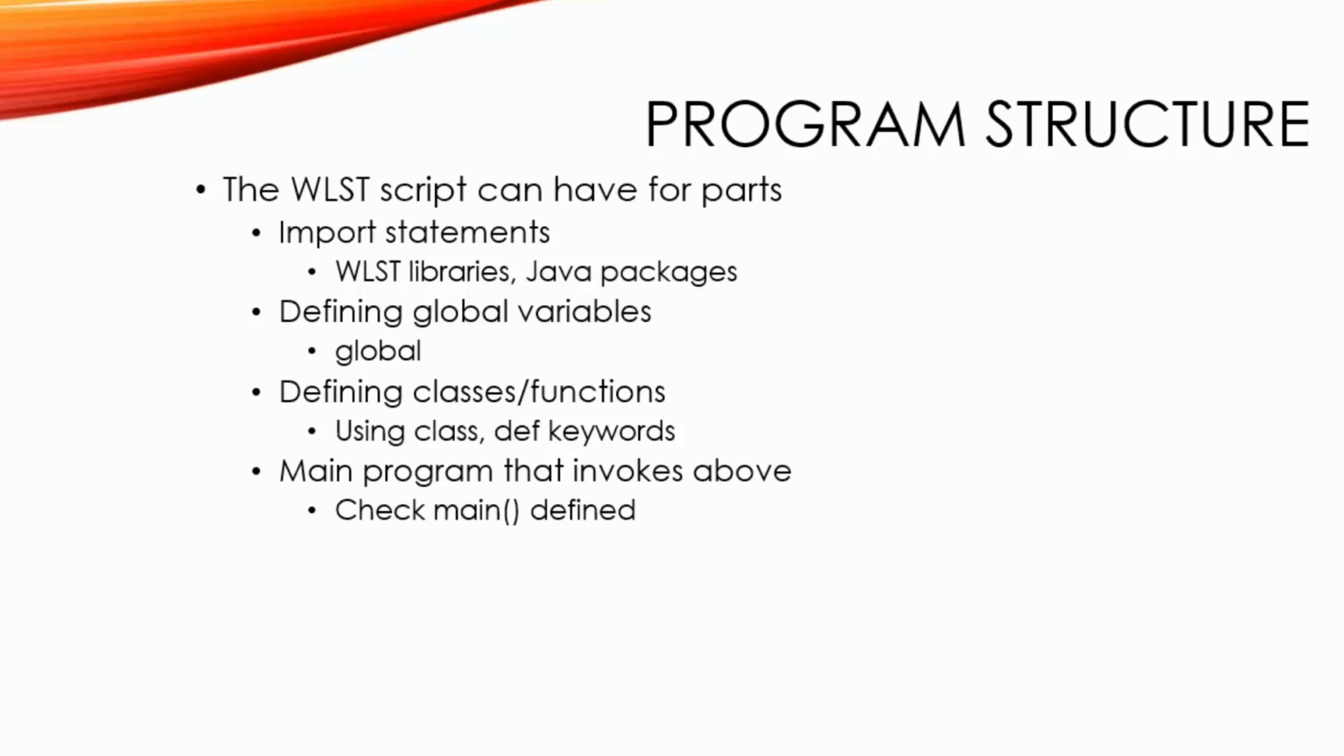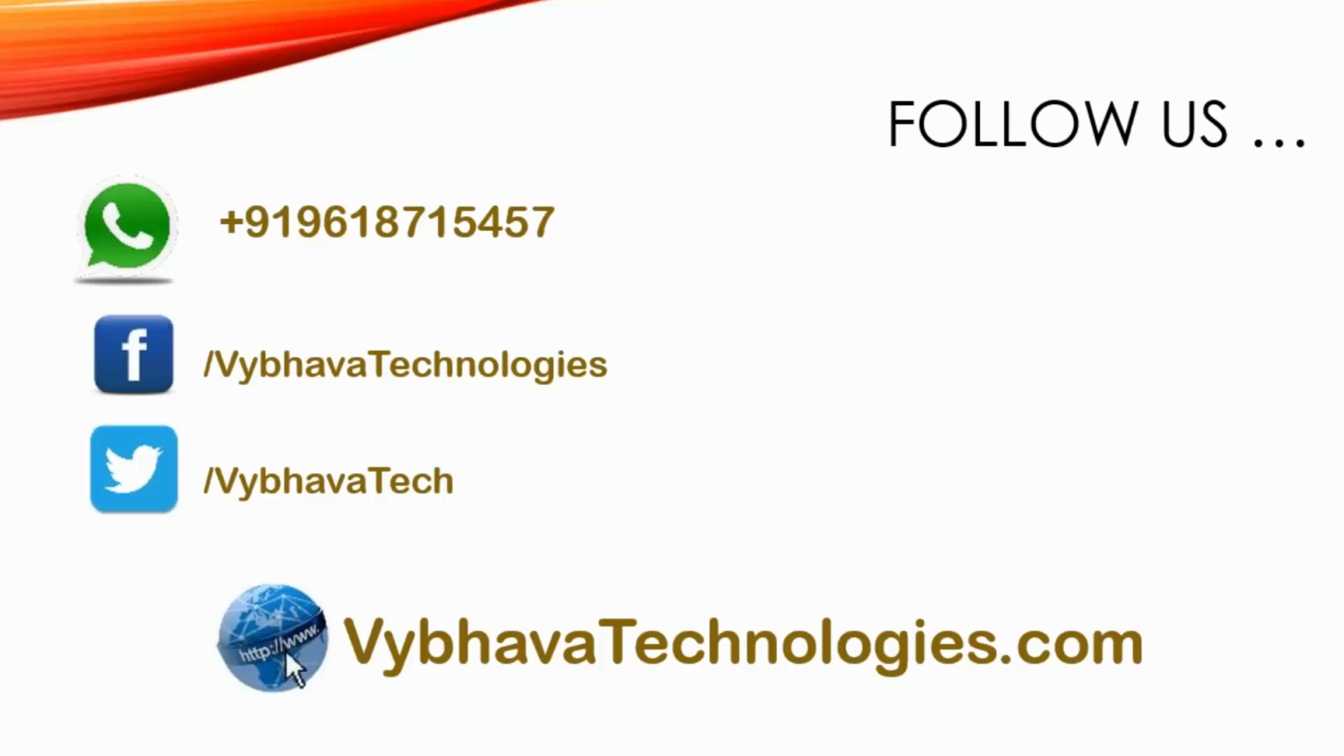Sometimes some other program you want to invoke, some other function you want to use in another program. A program you have created, B program wants to use the A program. In that case, A already has a main program. Then you need to check whether the main program is defined or not. Okay, so that's all about the basic demo about WLST.